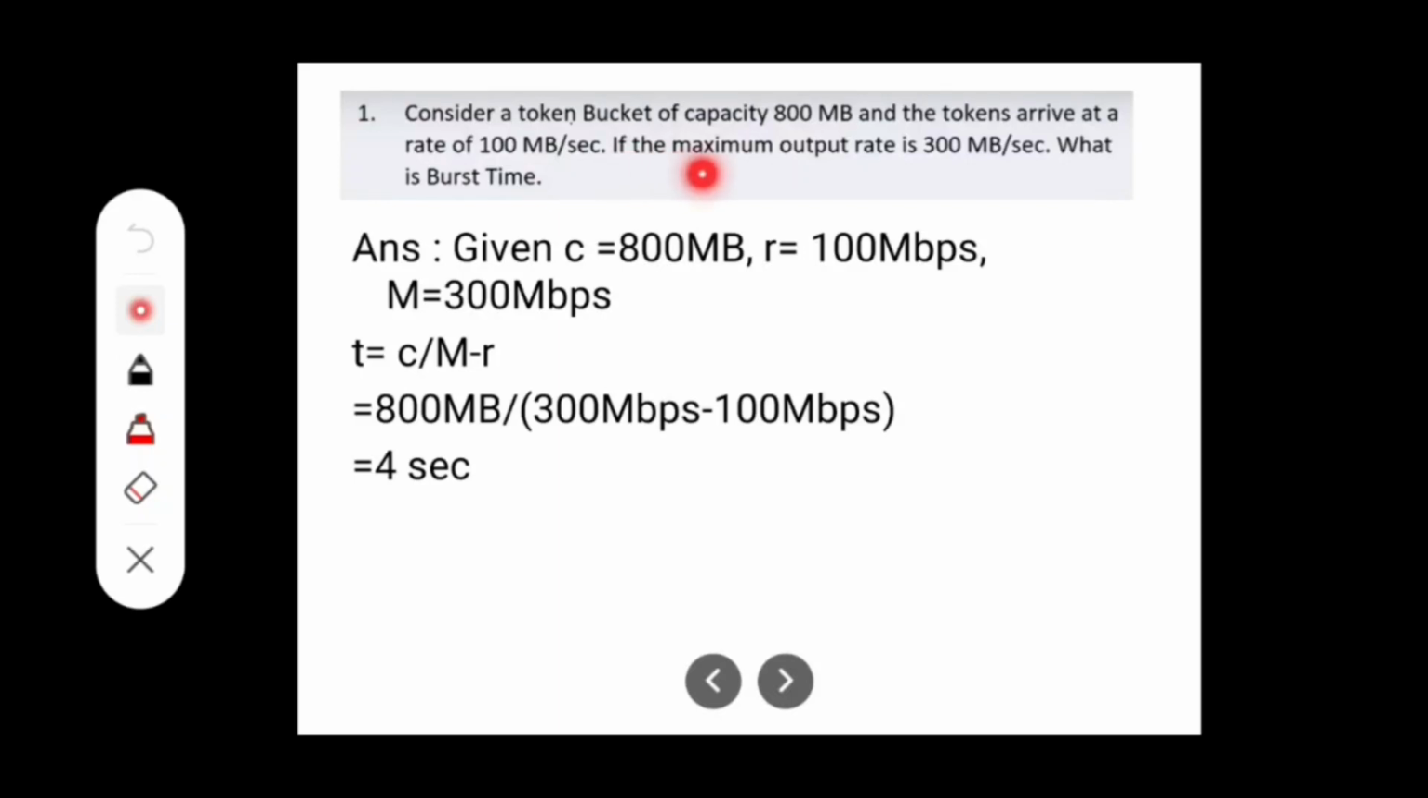Now, if the maximum output rate is 300 MB per second. Here the M value is 300 MB per second. What is the burst time?